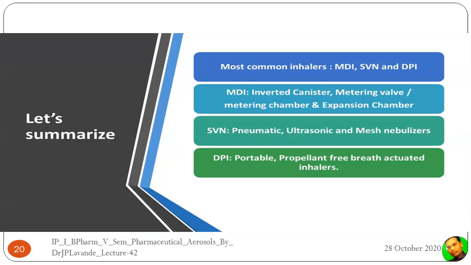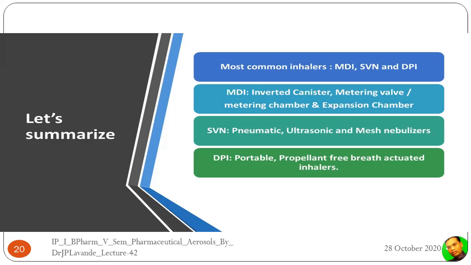Now, let us summarize what we have studied up till now. We saw the most common inhalers. What are these? These are the MDI, metered dose inhaler, SVN, small volume nebulizer, and the DPI. DPI is nothing but the dry powder inhaler. MDIs contain different parts, like the inverted canister, metering valve, metering chamber, and the expansion chamber. Small volume nebulizers are of three different types: pneumatic, ultrasonic, and mesh nebulizers.